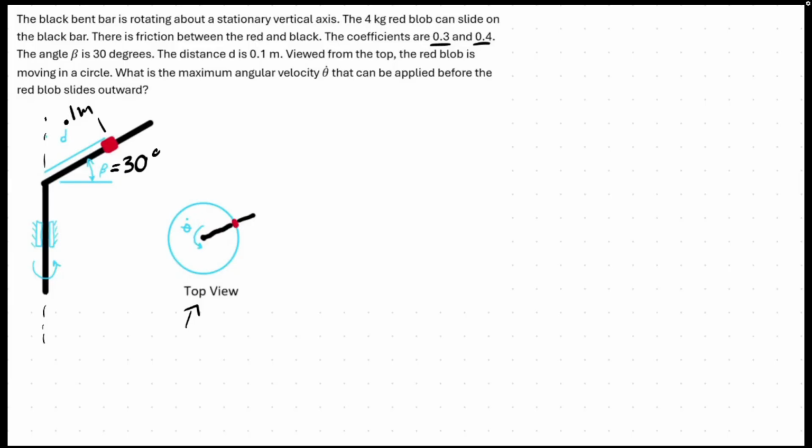Ask ourselves, is it a dead giveaway? Is it asking for a force? The question is asking for the maximum angular velocity. So no, not a force. We're not looking for a force, is what I mean to say. So that's not a dead giveaway that we need a free body diagram yet. But we can look for other stuff.